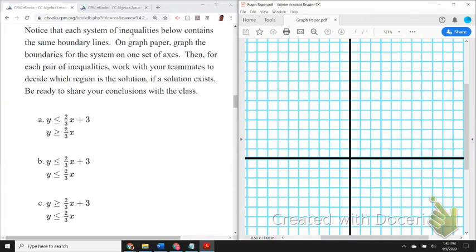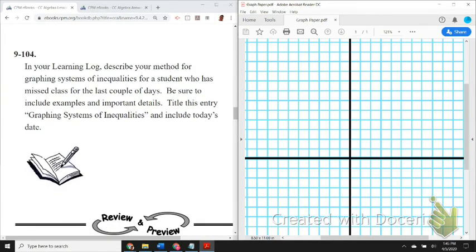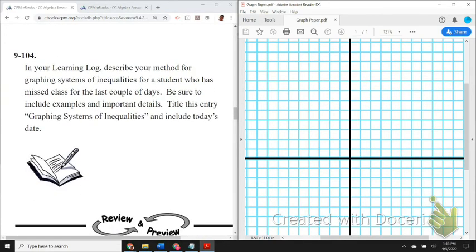That last question is just to close things up in your learning log. It says to describe your method for graphing systems of inequalities for a student who has missed class for the last couple of days. I want you to write a few sentences explaining in your own words how you would graph a system of inequalities. Pretend someone's been out and just came back to school. Well, all of you have been out. But how would you explain it to them? What academic vocabulary would you use? Be as specific as possible. And then just title the entry, Graphing Systems of Inequalities.